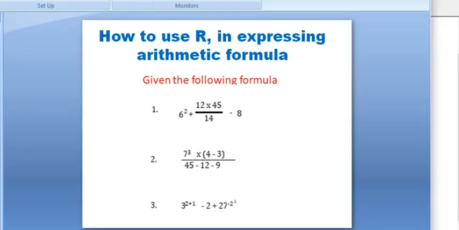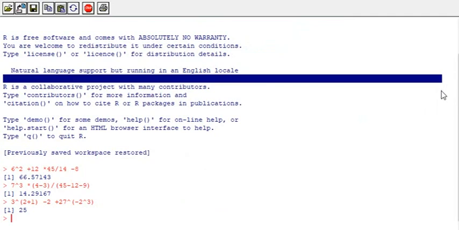So that's a simple way to express a given arithmetic formula in R. Thanks.